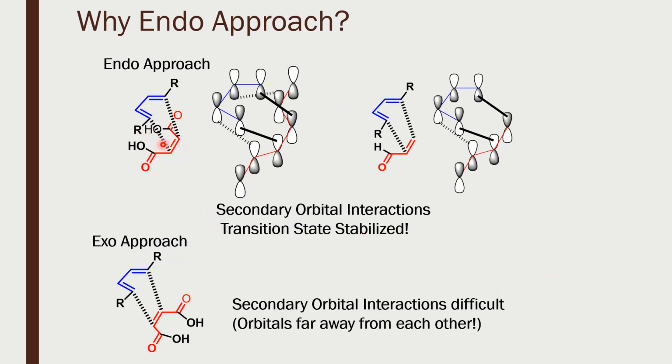Again here, this is the endo approach. So you see this is my C double bond C, this is C double bond O, OH of this thing. So you can see there is a secondary orbital interaction possible in the endo approach. It is not possible in the exo. So the endo approach is the favored product, and we will be solving some examples towards the end.